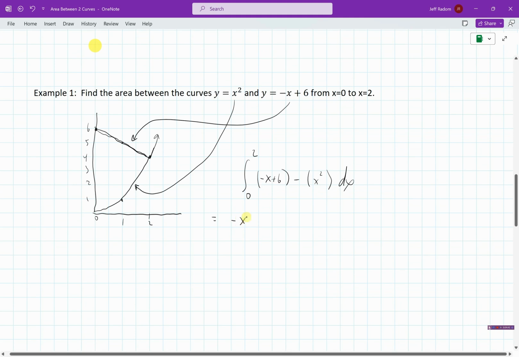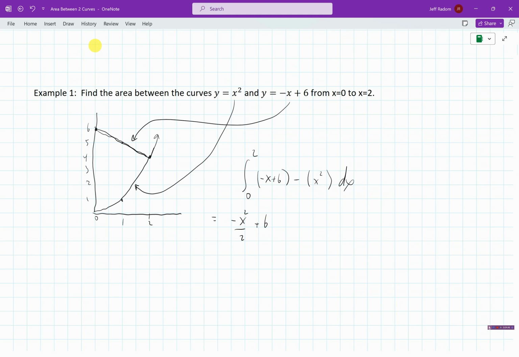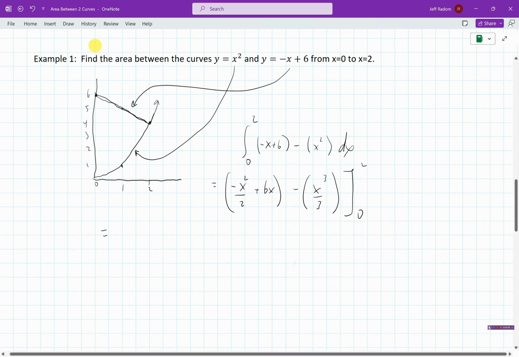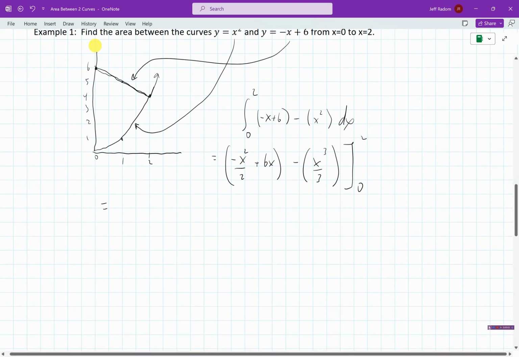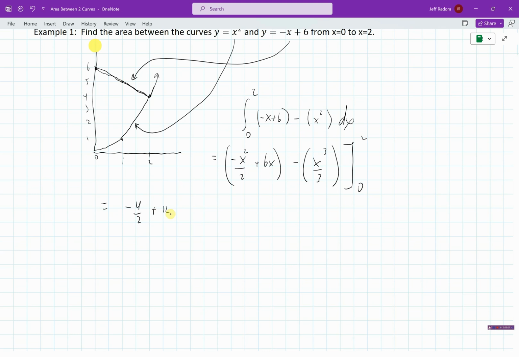Okay, so integrating this, negative x squared over 2, integrating 6 would be 6x, minus integrating x squared would be x cubed over 3, and we're doing this from 0 to 2. So putting 2 into these would give us negative 4 over 2 plus 12, minus, putting in the 2 in the second one here gives us 2 cubed, which is 8 over 3, minus, then putting 0 in would be 0 plus 0 minus 0, a whole pile of zeros there, which is kind of nice.